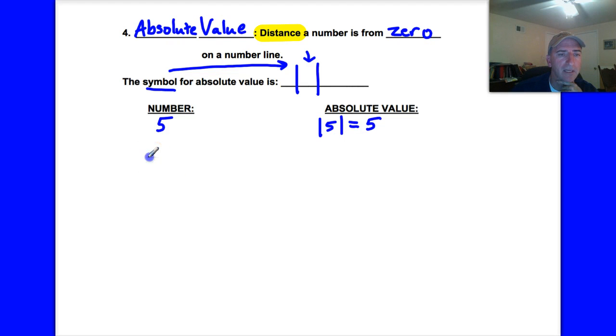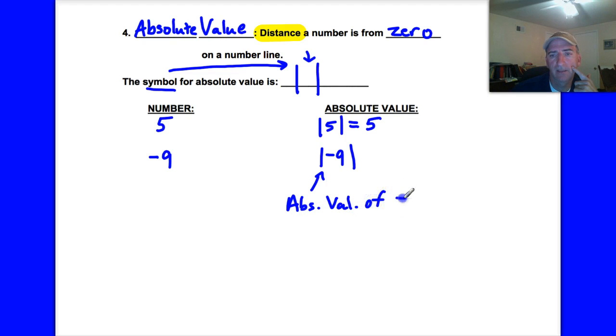Okay, well, what if I threw in a negative number, like -9? What is the absolute value of -9? You're thinking to yourself, how far is -9 from 0 on a number line? So you'd count the spaces there. How many spaces is it? It's 9. So not -9, it's 9 spaces from 0. So what are you noticing here?